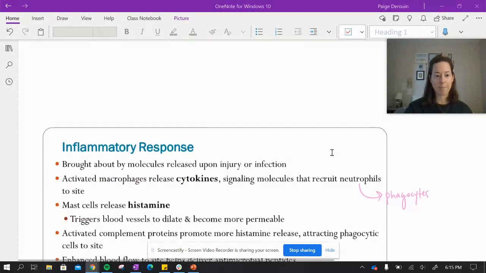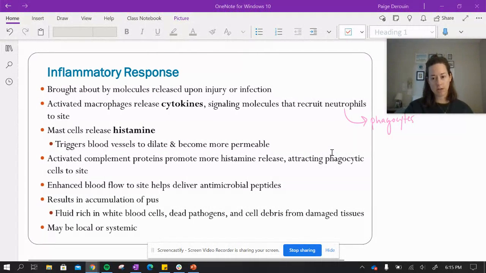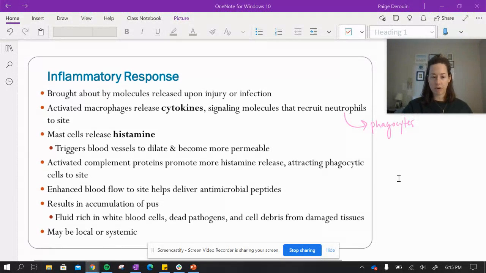let's keep going. All right, so let's talk about the inflammatory response, which is considered to be part of your innate immune system. So it's non-specific. This is going to be started by molecules that are released when you become injured or infected.